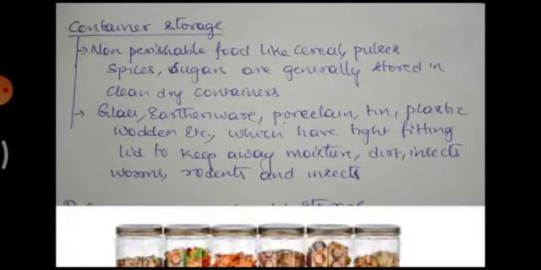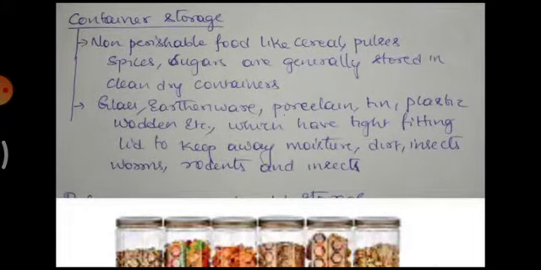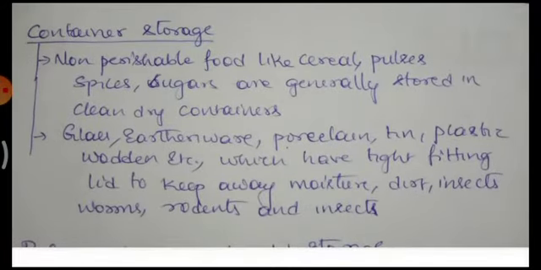The container storage method is used for non-perishable foods like cereals, pulses, spices, and sugars, which are generally stored in clean, dry containers. Food once purchased from the grocery store is kept in airtight containers. Containers such as glass, earthenware, porcelain, tin, plastic and wooden containers are used, which contain tight fitting lids to keep away moisture and dirt, and also insects, worms, and rodents.